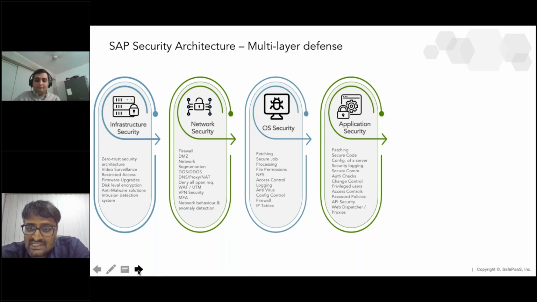And change control, that's the most important thing. Which change should go to production, and is it evaluated in terms of risk or not? That mechanism should be enabled.